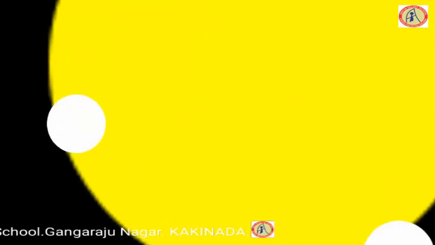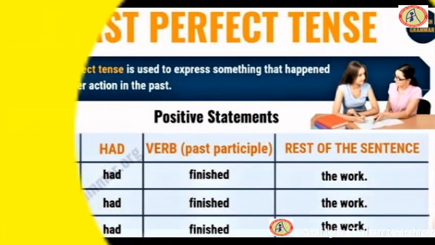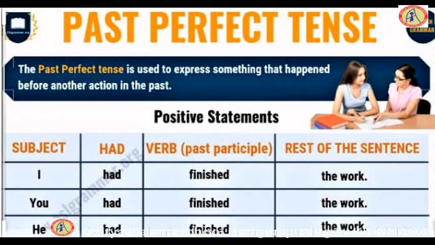Now going with past perfect tense. What is called past perfect, its definition and example? Let us look at it. Past perfect tense is used to express something that happened before another action in the past. See, we can also state it as an earlier action, means the action which had already completed, happened before.